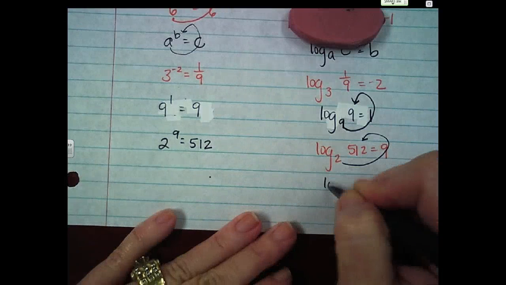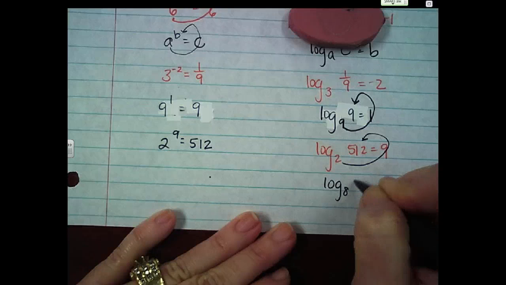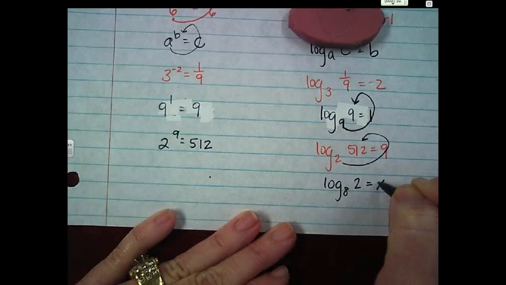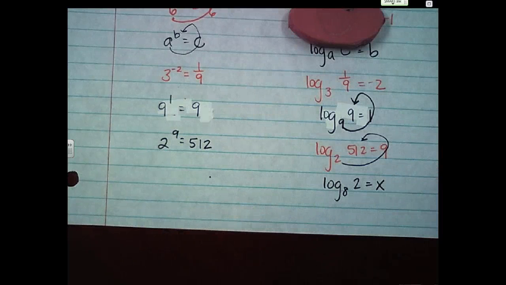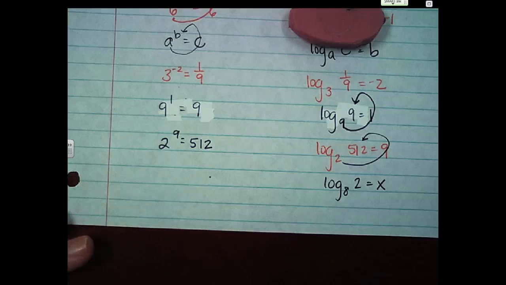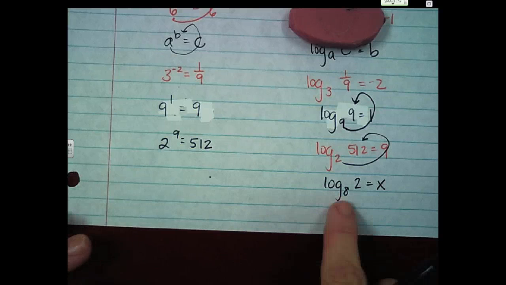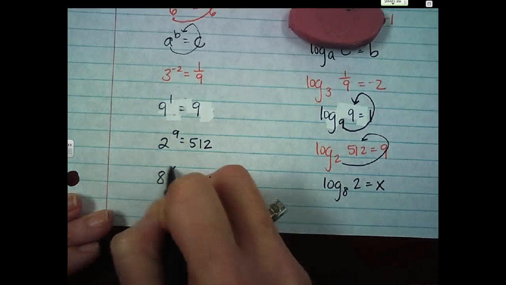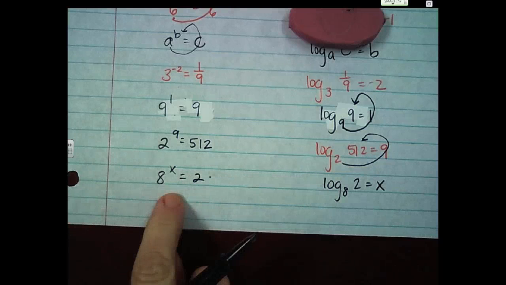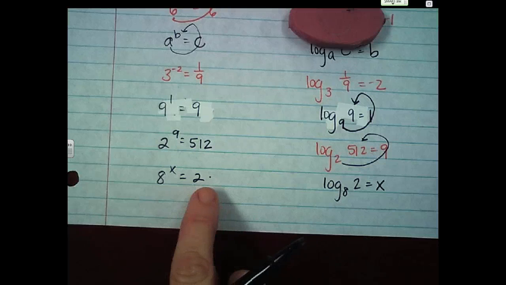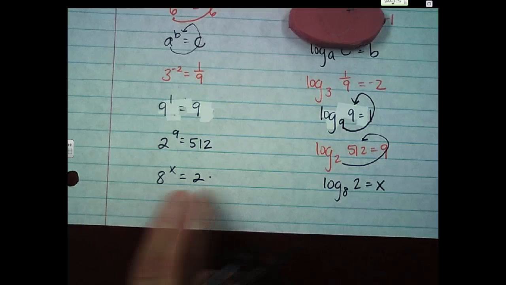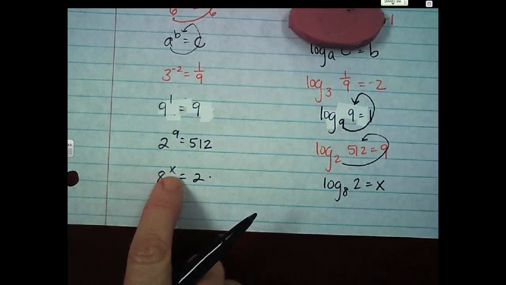Okay. Now this one I'm not going to give you an answer. Let's just say an x here. It's going to be 8 to the x power equals 2. Now just some common sense here. 8 to the first power is 8. So what do we know about x here? It's less than what? 1. Less than 1.